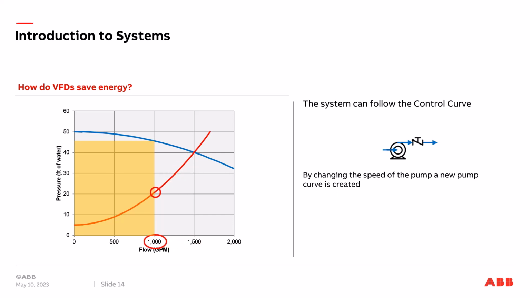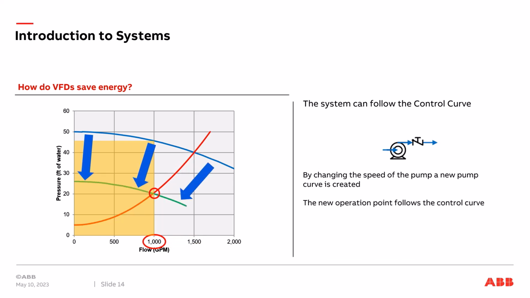We want to reduce our flow from 1,500 down to 1,000 gallons per minute. By creating a new pump curve by slowing the pump down, shown in green, we reduce the total amount of energy tremendously. The new pump curve meets the control curve at 20 pounds of pressure instead of 40. The energy required is much less than running the pump at full speed, saving you energy.